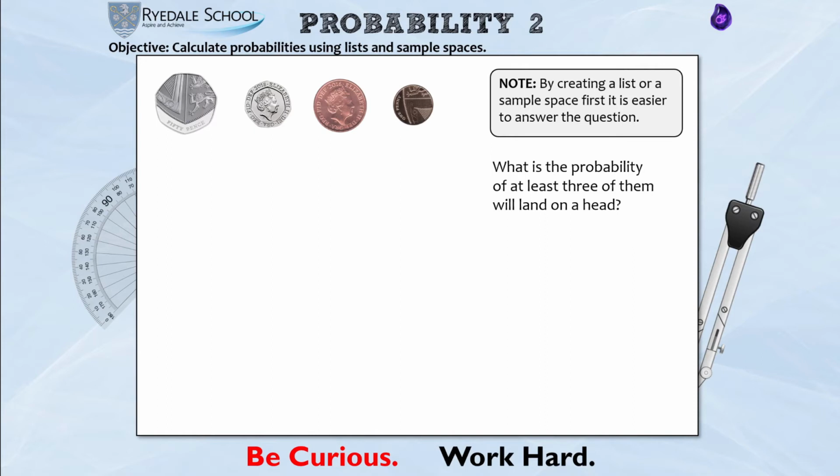Now, I could throw all of these coins up in the air and they all land on exactly the same side. They could all land on a head. So I'm going to use the abbreviation H for head. So I could have a scenario where all 4 of them are heads. I could have a scenario where I get 3 heads and a tail.